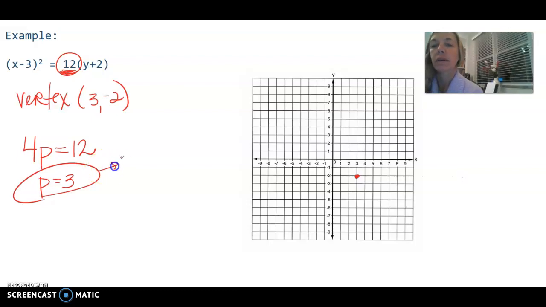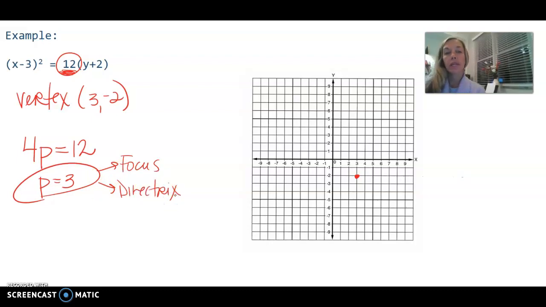And so focus and directrix. Okay, so I'm going to go 3 in each direction from the vertex. Now I'm going to go up and down because we knew that this was an up and down parabola. Okay, so I'll go 1, 2, 3 up and 1, 2, 3 down.